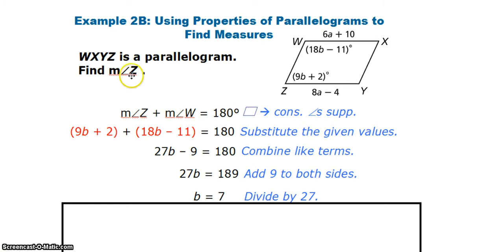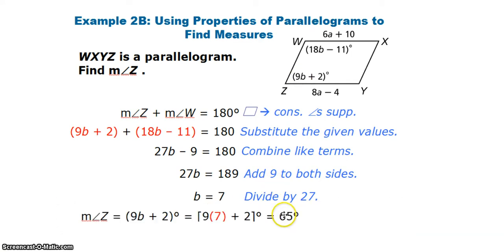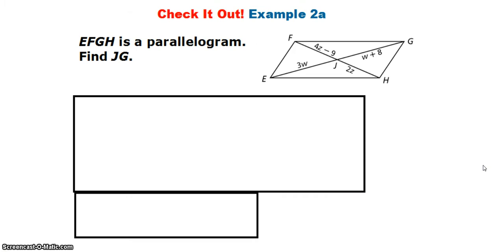The question asks, what is the measure of angle Z? So plug it in. 9 times 7, 63, plus 2 is 65 degrees. Very fun. Can you find JG?